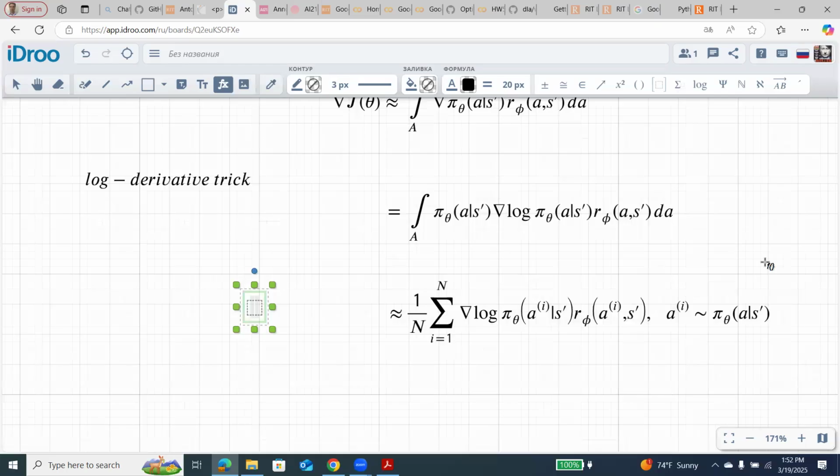Yeah, and sorry, just one more piece of information. This algorithm in reinforcement learning is called REINFORCE. And this is the only connection with reinforcement learning, the name of the algorithm which is used here.